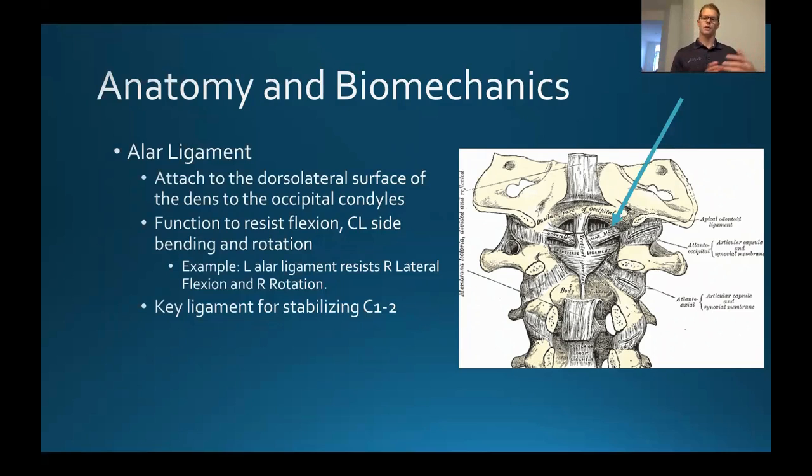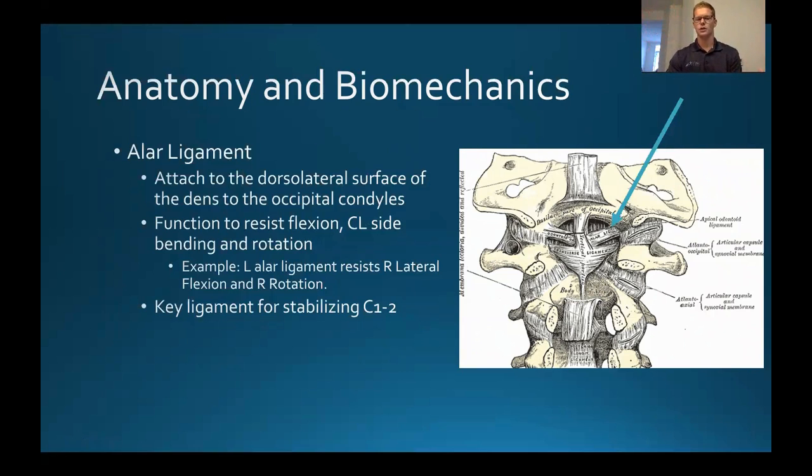But that's why we also have the transverse ligament here. We have the cruciate complex, which also helps provide that upper cervical stability. As you can see in the picture, they attach to the dorsolateral surface of the dens and they travel up to the occipital condyles. So they go from the back outer side of the dens. If this is the dens right in the middle, they're going to go here and travel up and out to either one of the condyles.